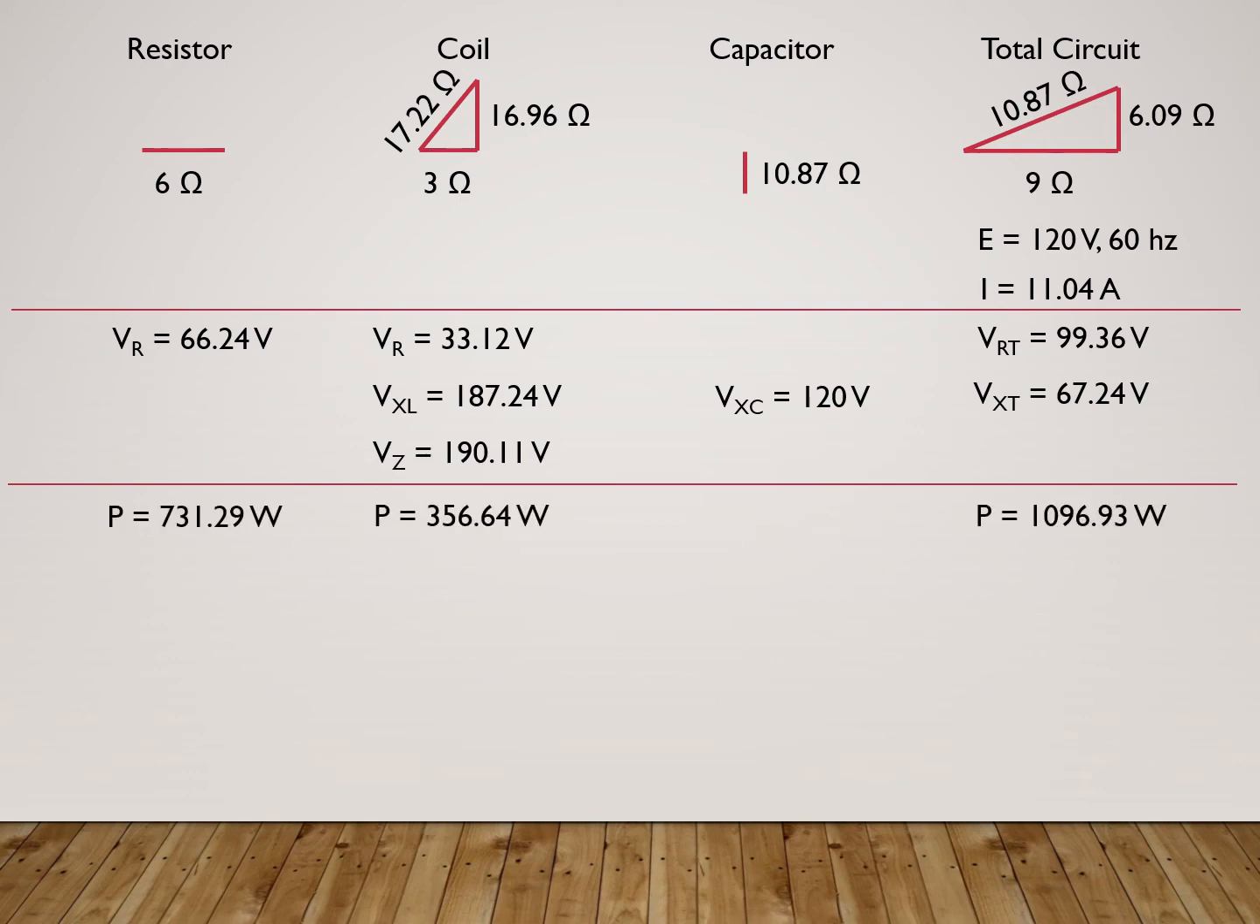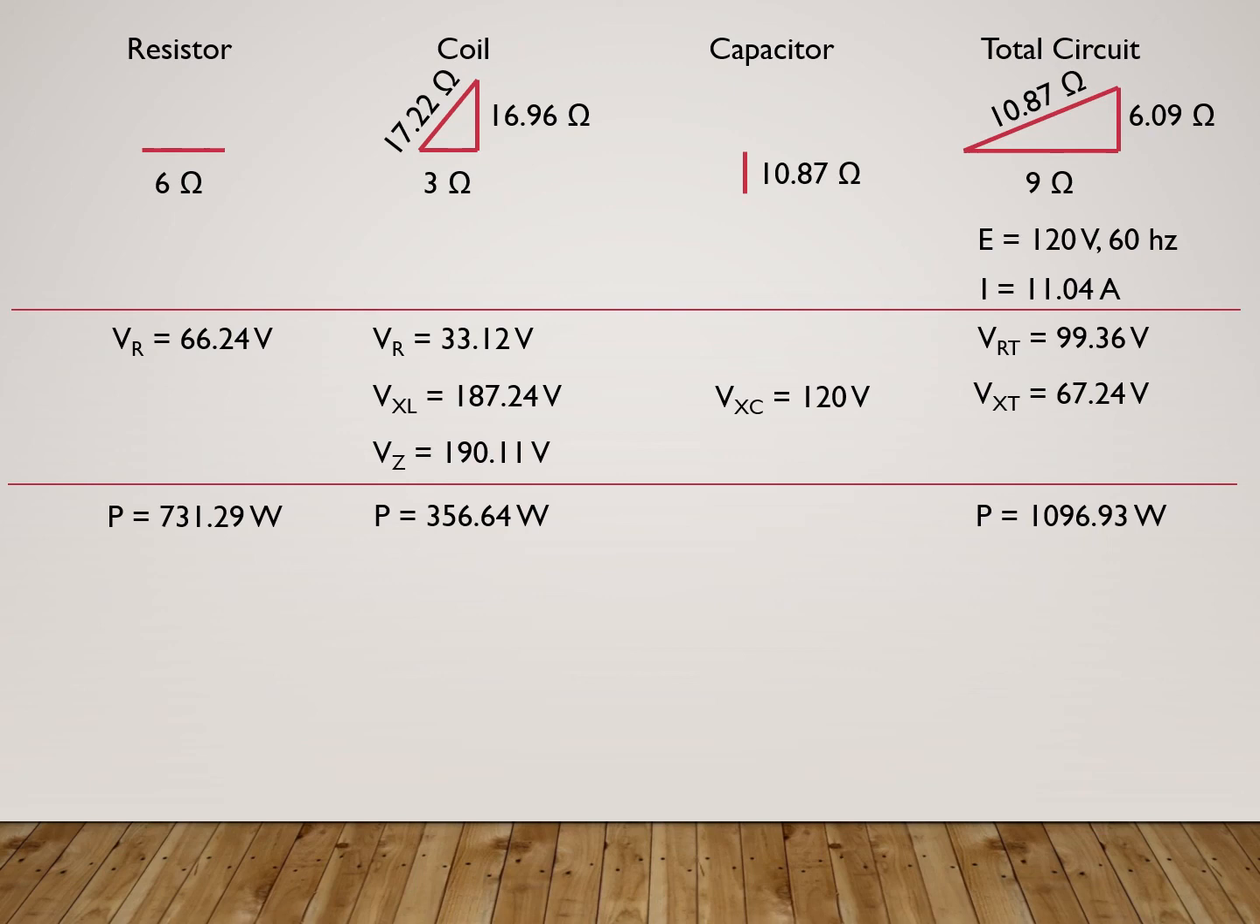The power for each of my components, my resistor is 731.29 watts. My coil is 356.64 watts, which means my total circuit power is the addition of those two, or my I squared R on that gives me 1096.93 watts.